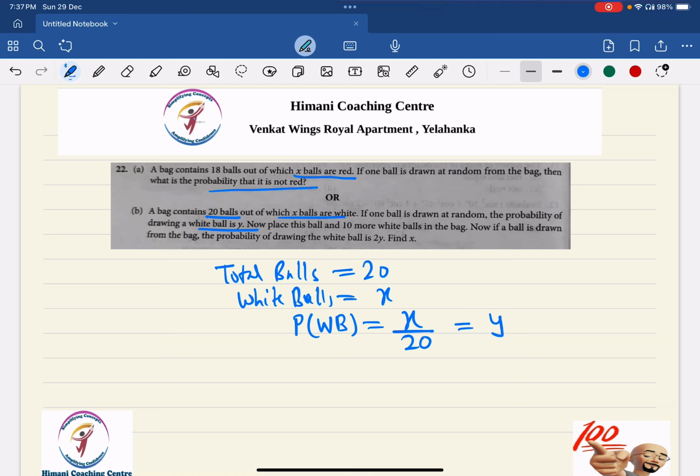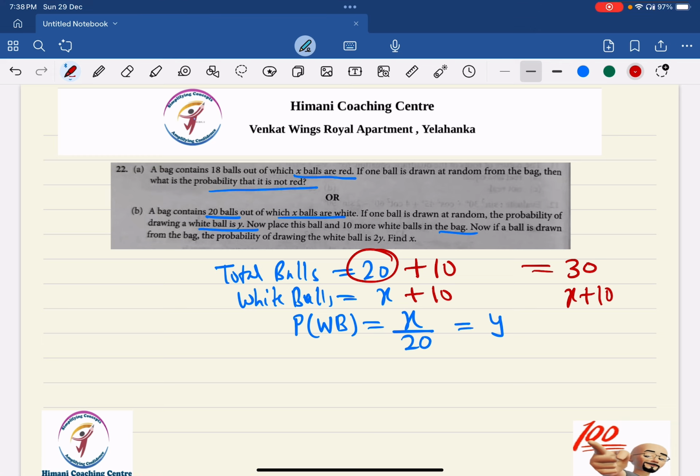Okay. Now they say replace this ball and 10 more white balls are put in the bag. So now see, total balls are 20. You are putting 10 more white balls. So how many total balls are there now? 30. And we have added 10 more white balls. So the number of white balls has now become x plus 10. This is very, very important to understand.